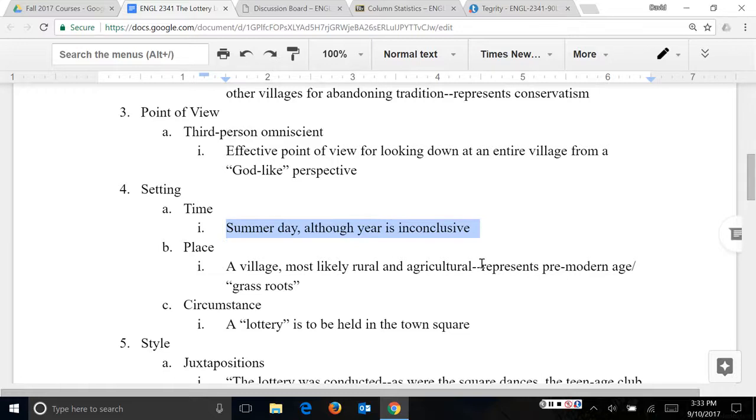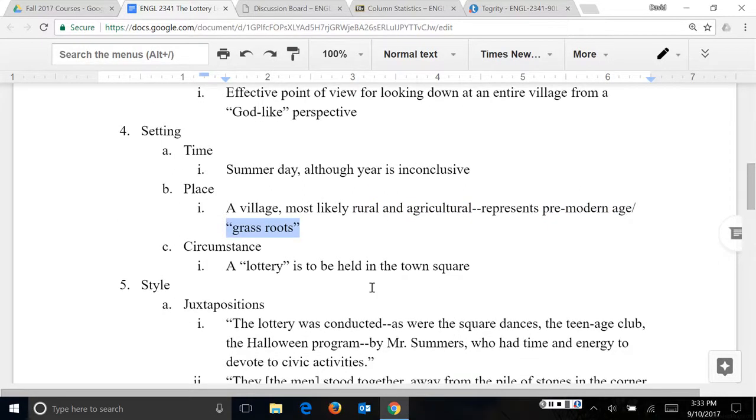We just know the place, really, which is a village. We know it's somewhat rural and agricultural because they mention washing dishes. They mention these really traditional family compositions. They mention stones and pieces of paper and this wood chipped box and so on. Again, what we think would probably be a pre-modern age or perhaps a grassroots age. And then finally we have circumstance. We know that the setting includes this idea of some lottery being held in the town square.